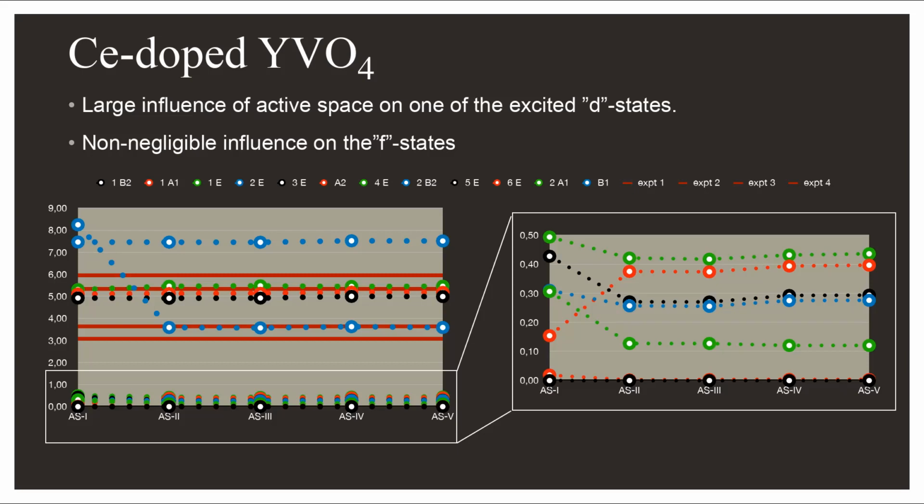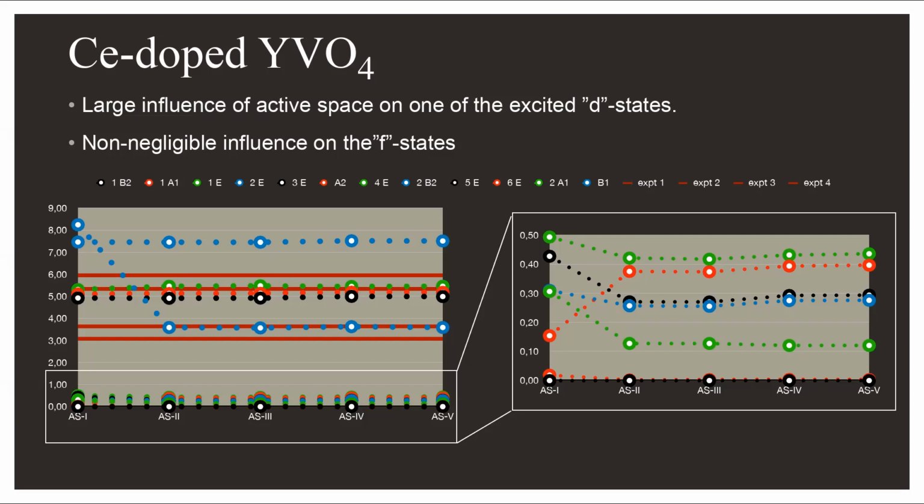Experimental, as I said, and these other lines are just the results for the different states that are involved in these transitions. The first thing to notice is that if you just use this minimal active space, you get a completely different picture from all the others. As soon as you add these semi-core orbitals, this picture actually stabilizes, and you can do pretty much whatever you want. Very little happens.